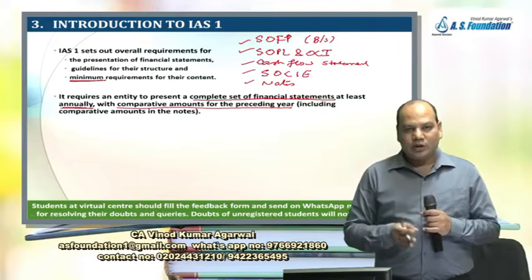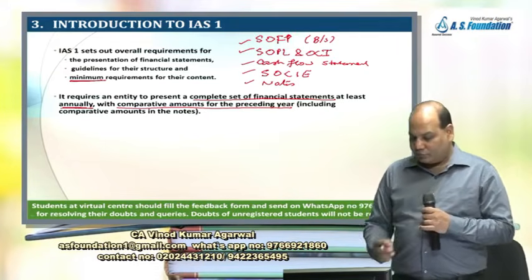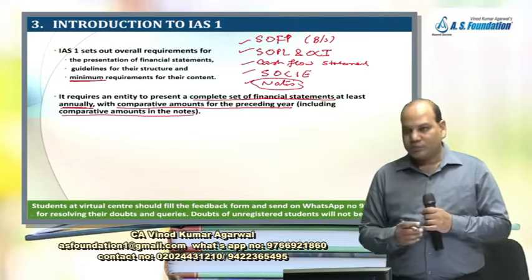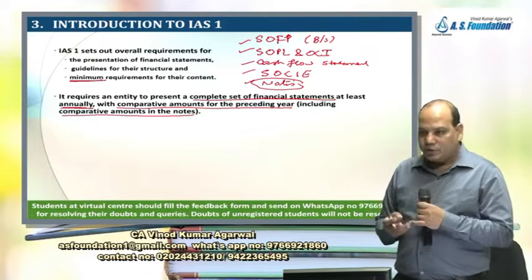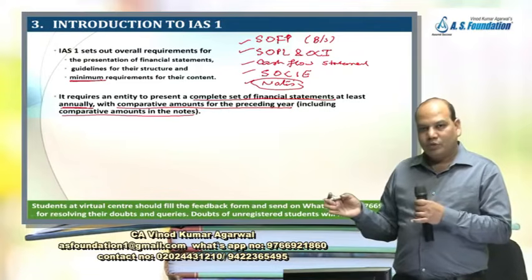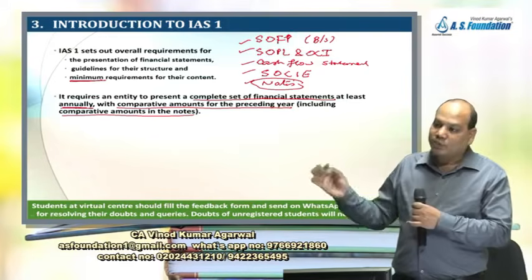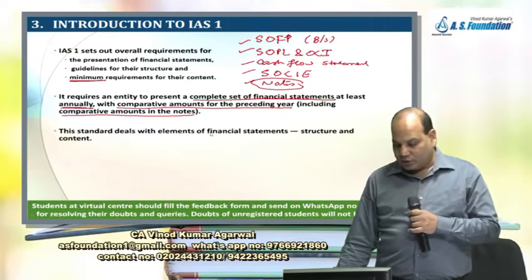So you have to give the current year figure and the comparative amount for the previous year. Even in the notes, you have to give the comparative figure of the previous year. For example, segment information we give in the notes, but we have to give the segment information in the notes also for the previous year. So this is a complete set of financial statements.